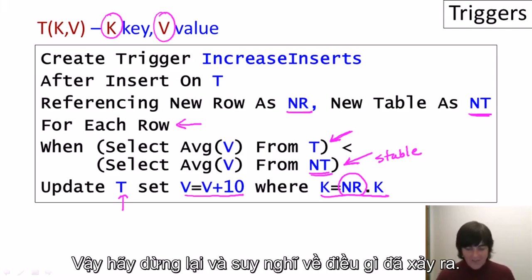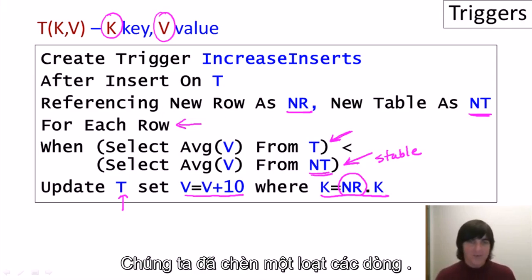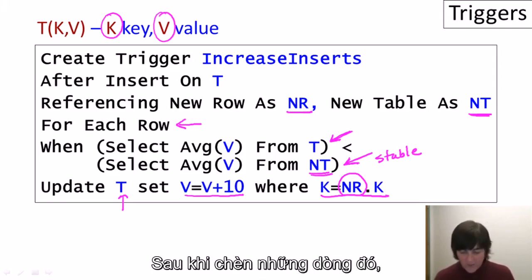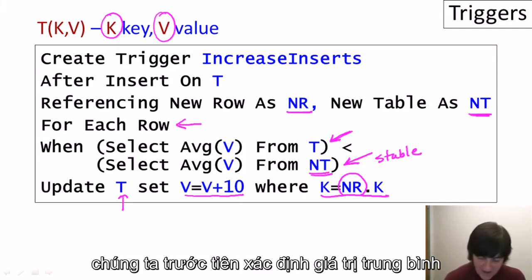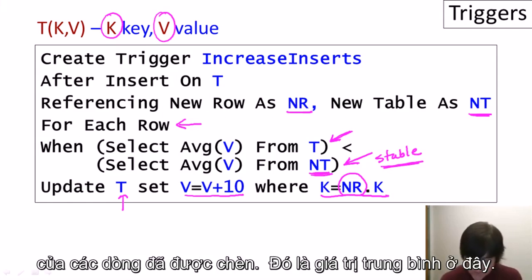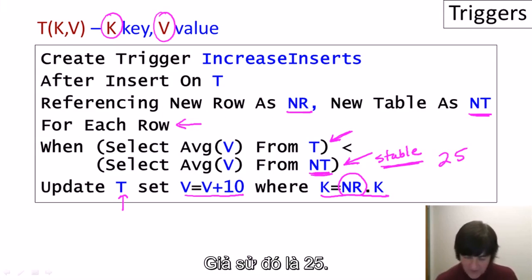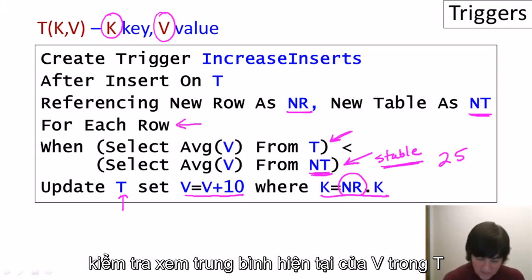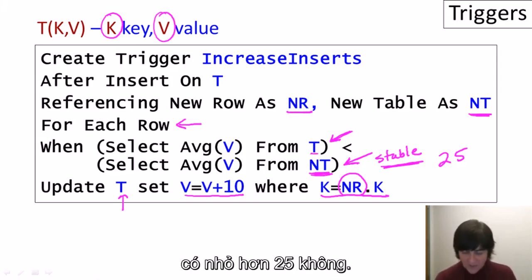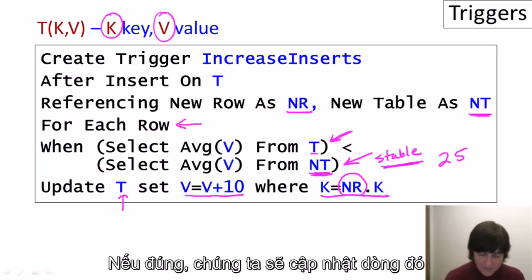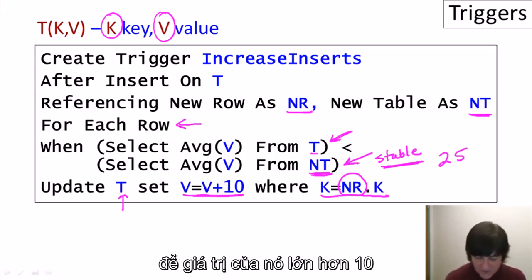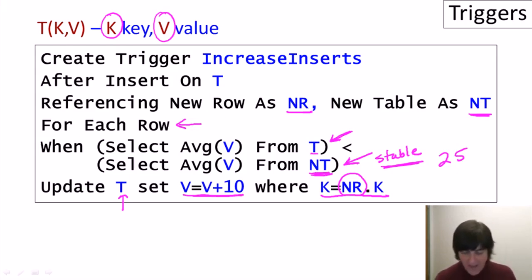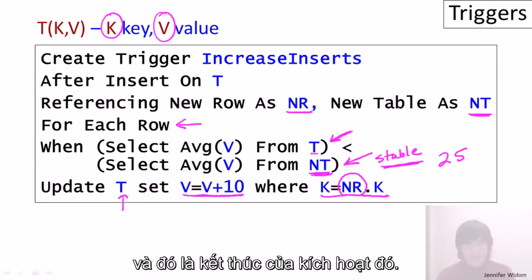So let's back off and think again for a minute about what happened. We inserted a whole bunch of tuples. After we inserted those tuples, we first determined what the average value is of the inserted tuples. That's this average value here. Let's say it's 25. Then for each inserted tuple, we check: is the current average in T less than 25? If it is, we're going to update that tuple that was inserted to be 10 greater, and that's going to be the end of that activation.